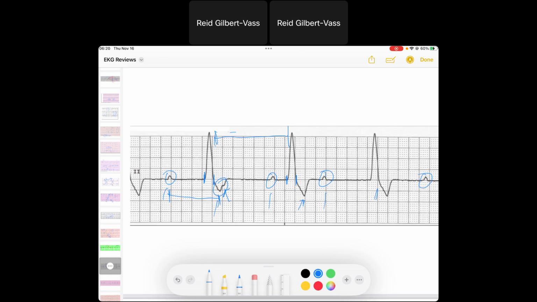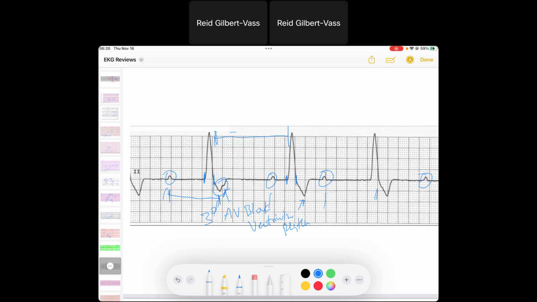And so we have here a third degree AV block with ventricular rhythm. So this is not a junctional rhythm, because junctional rhythms would be narrow, ventricular rhythms would be wide. And so this person's heart is beating off of potentially a ventricular rhythm.